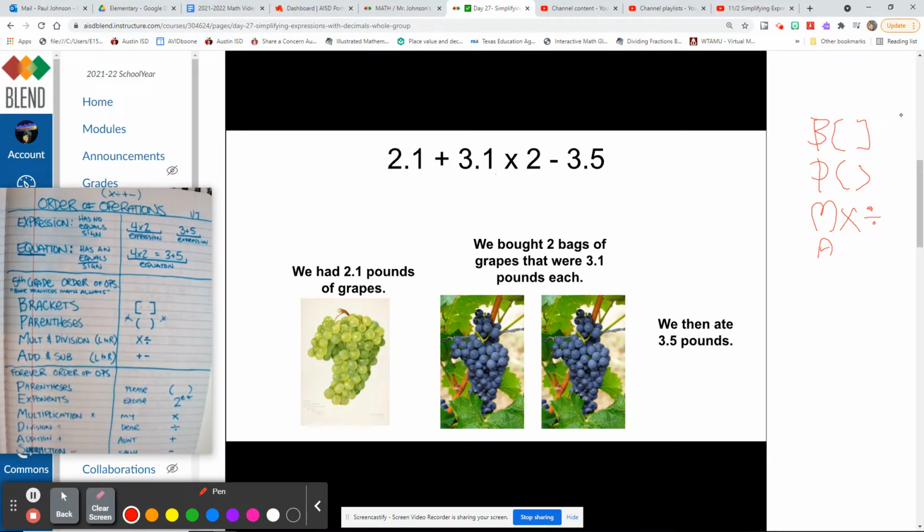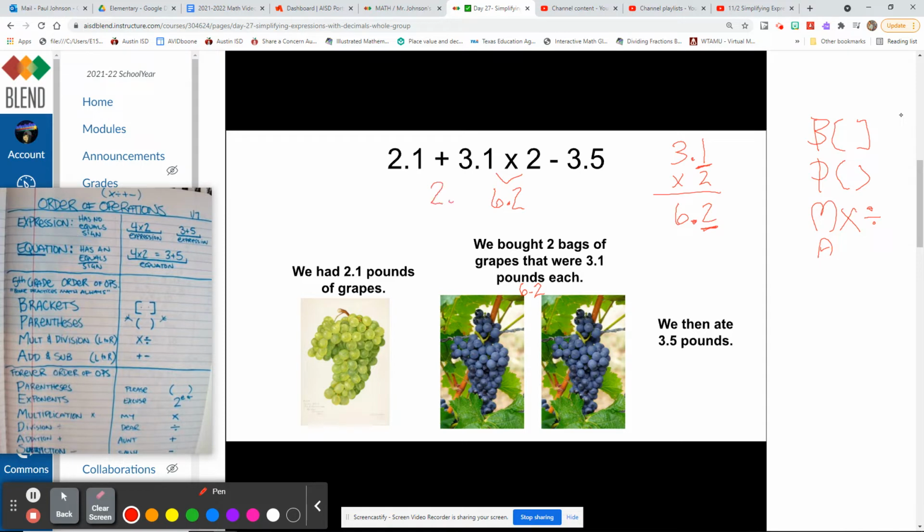So the first thing we're going to do in this problem, even though it's smack dab in the middle, is multiply 3 1/10 times 2. We are finding out the total value of 2 bags of grapes that are 3 1/10 pounds each. We find we have 6 and 2, but we have 1 decimal place up here, so we need 1 decimal place down here. So our total pounds of grapes is 6 2/10. That's actually what's happening first. We're finding out the total pounds of the 2 bags of grapes.